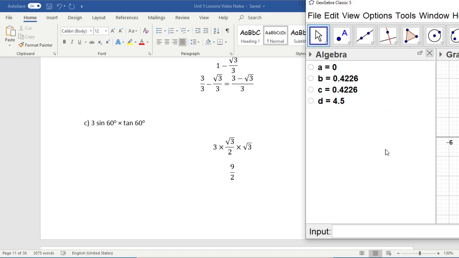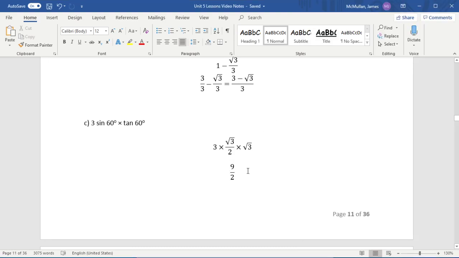Oh, it did degrees automatically. Okay, it gives me 4.5. 4.5 is 9 over 2. So that's where that's coming from. Okay.